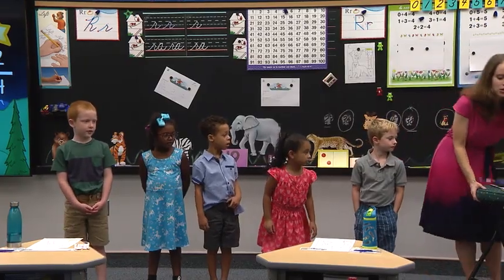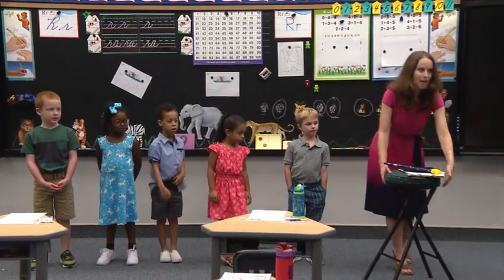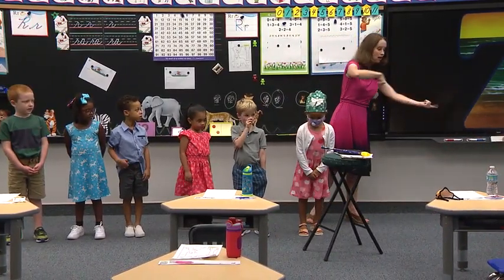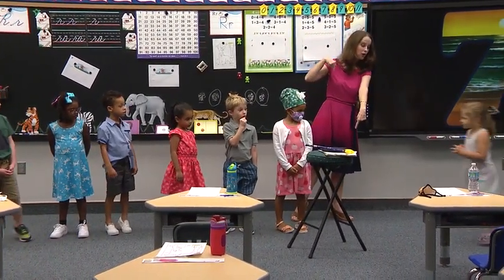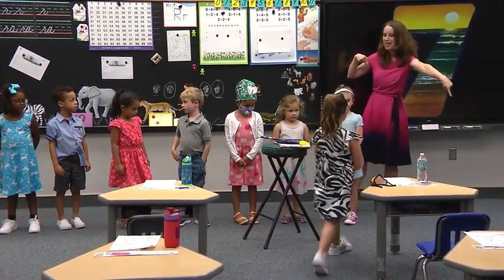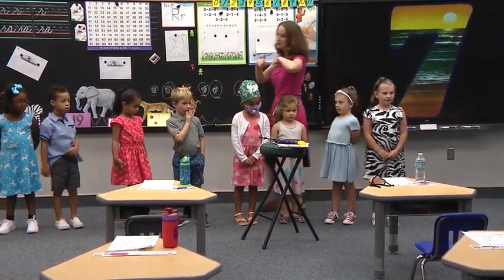Ava, come stand next to Trey. Savvy, come stand next to Ava. Aslan, come stand next to Savvy. Aria, Savvy's right over here. Make sure you're following directions. Aria is right over here. And let's have Benjamin come stand at the very end. We have some more ordinal numbers to look at.